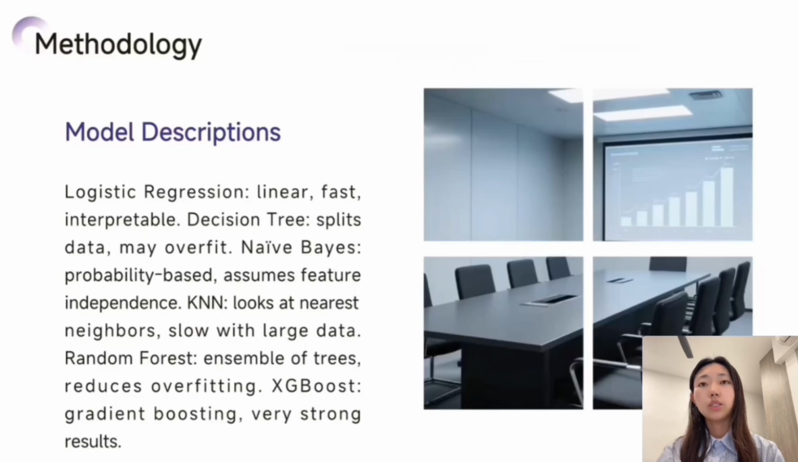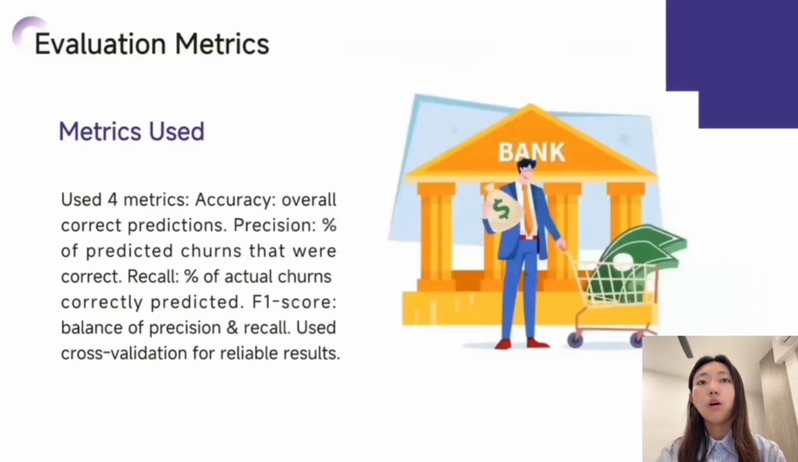Finally, I used XGBoost, which stands for Extreme Gradient Boosting. This model builds trees one by one, where each tree tries to fix the mistakes made by the previous ones. It is more advanced and usually gives strong results. I selected these models to compare both simple and more complex methods and to see which type of model works better for this task.